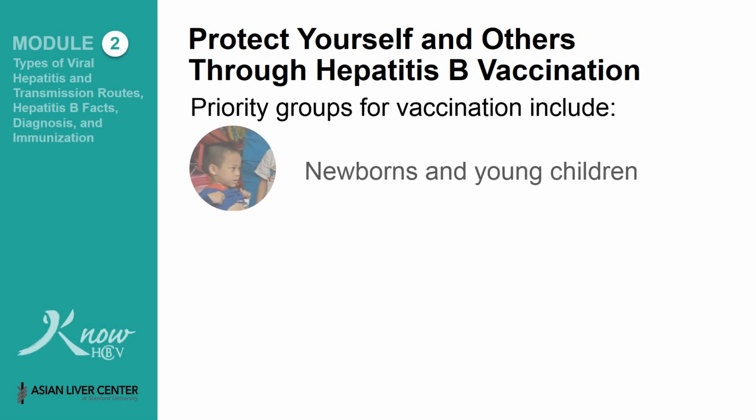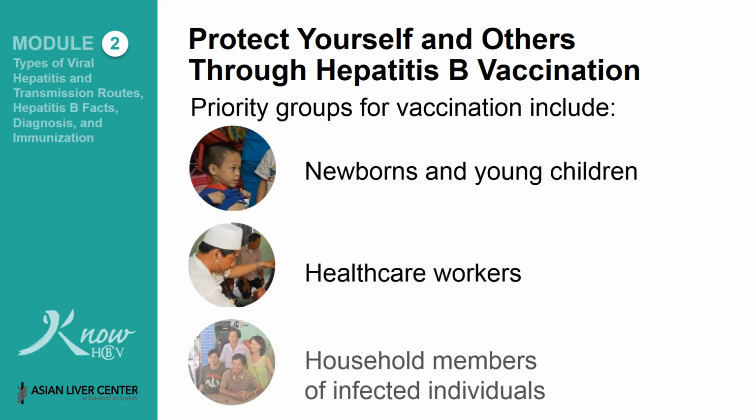Besides newborns and unvaccinated young children, healthcare workers are at an increased risk of becoming infected due to occupational exposure to blood, bodily fluids, and tissues from hepatitis B infected patients, and they are among the priority groups for hepatitis B vaccination. Household members of infected individuals are also among the high priority groups for vaccination.